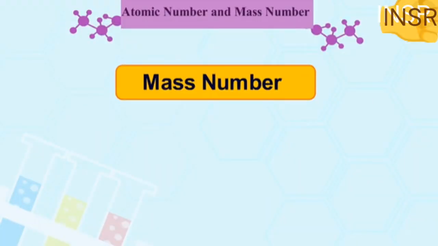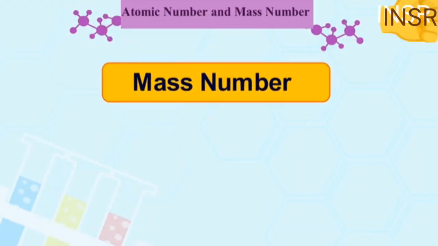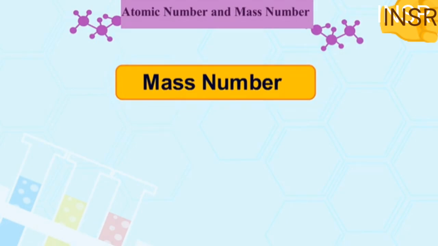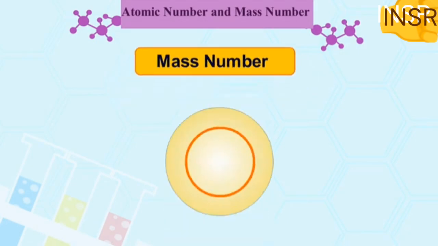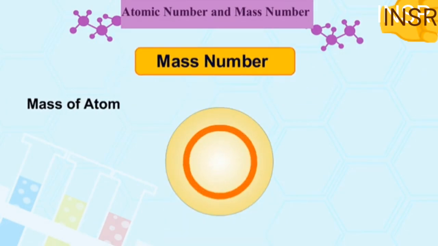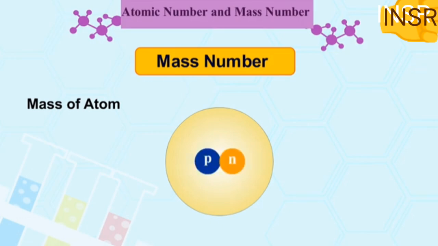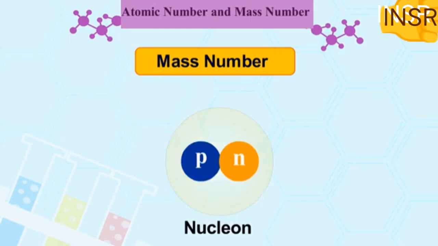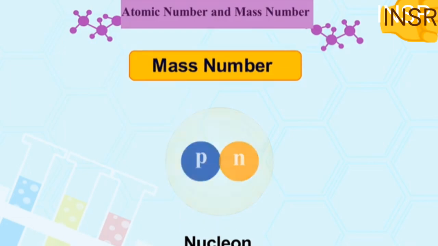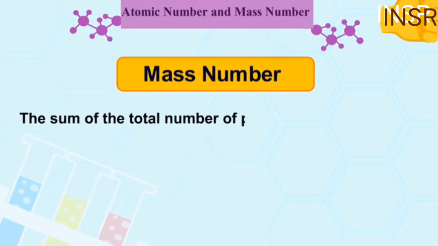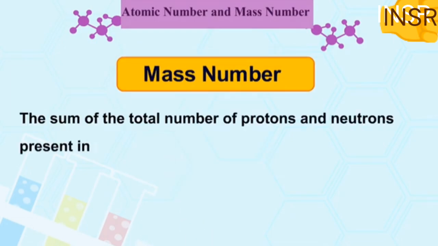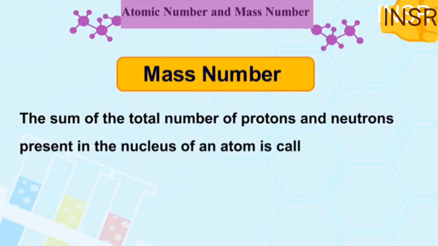Let us go ahead and see what is a mass number. Mass of an atom is practically due to the protons and neutrons which exist in the nucleus. These are present in the nucleus of an atom. Hence, protons and neutrons are also called nucleons. The sum of the total number of protons and neutrons present in the nucleus of an atom is called mass number.